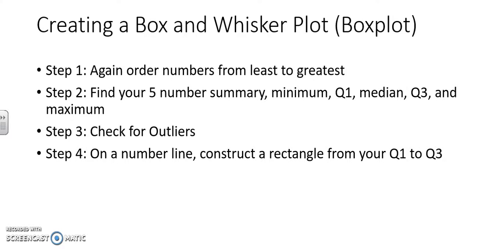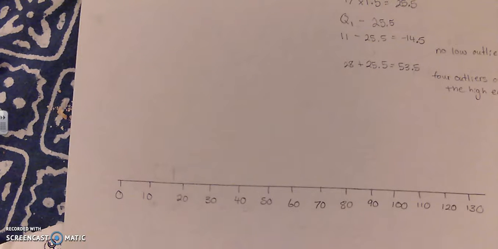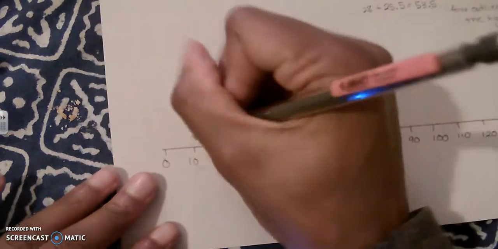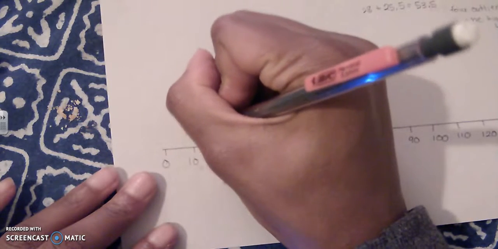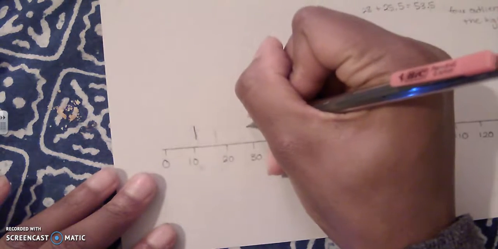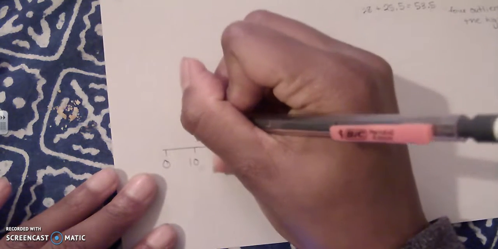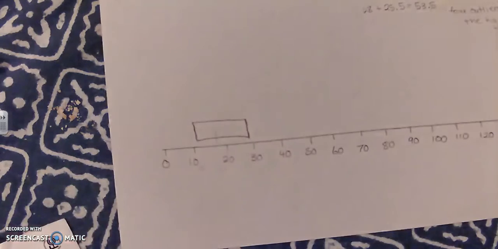On the number line, construct a rectangle from your Q1 to Q3. I'll show you what this looks like. So I've already constructed my number line. Pause the video and take a second to construct a number line for yourself. I want you to follow along and make this box plot as I make it with you. So if you look and recall, our Q1 is 11 and our Q3 is 28. So we just need to construct a rectangle from 11 to 28. And we can draw our rectangle. Our first step is complete.